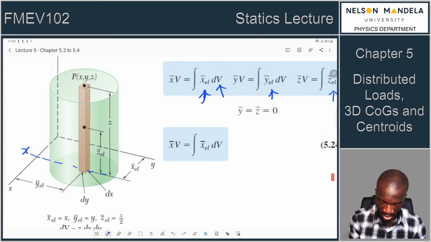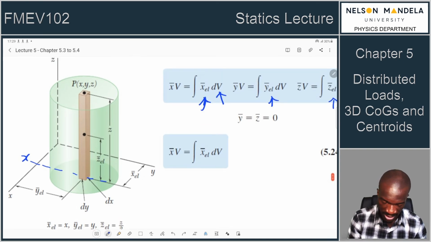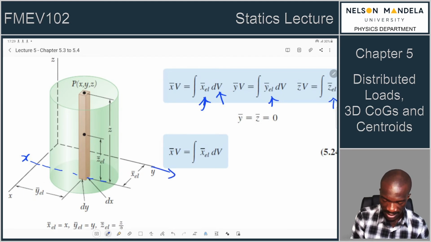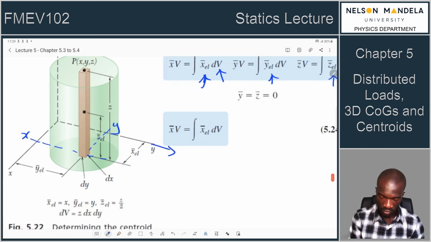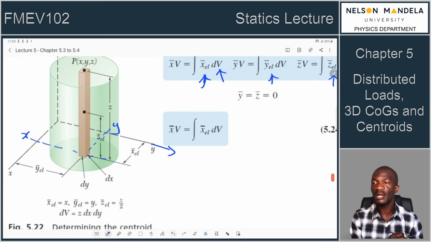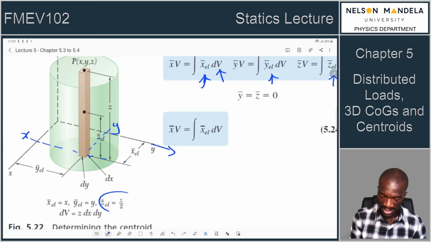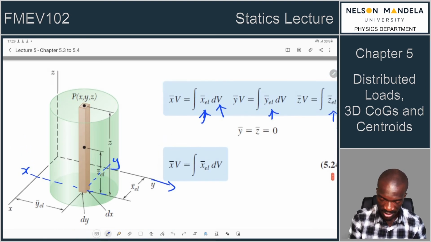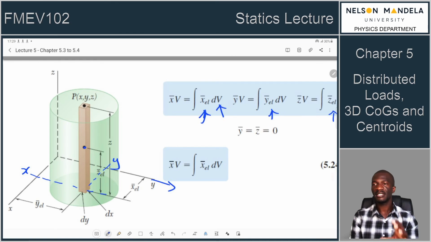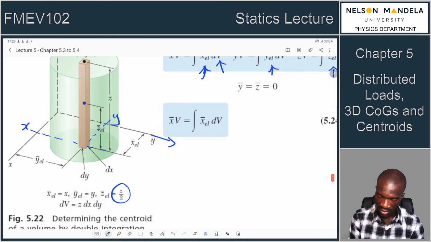How about the y element? We look at the y element. So this is what we are looking for. Along the y-axis, if we were to extend this, this is some value y. Therefore, our y element is just y. How about the z element? The z element, we obviously now look at this point. In this case, it's half the height. So that's why it's z over 2.